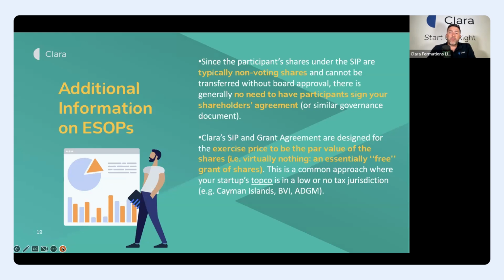The other thing is, the benefit of being in low tax jurisdictions is the fact that the exercise price is often essentially virtually nothing. So when we look at this, it's the par value. And for any of you that have set up in, say, Cayman or ADGM, you'll know that a lot of the par values are very low. So it can be 1 cent. By doing that, this allows it to be very affordable for employees to be granted those shares. And as a result of being granted these shares, remember, they form part of the wider compensation package that they're receiving.